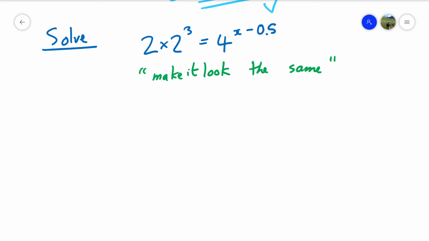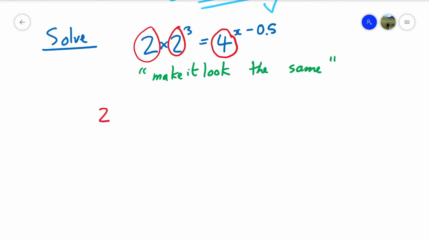Right, here's the thing. I look at this and I think I'm going to have to try and make it look the same. I don't know any other way to solve this particular equation. There's a 4 here, and there's an x. The moment I see an x, I'm kind of stuck. I can't change the 4. But can I change these 2's into 4's? Well, let's just start playing around, shall we?